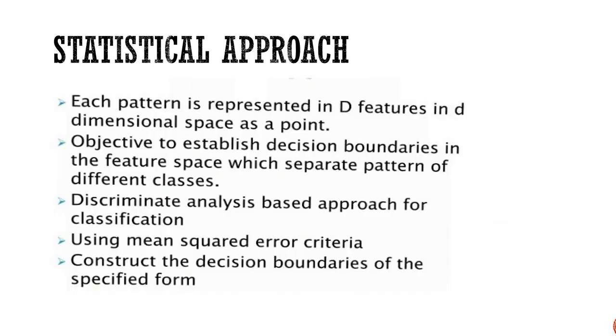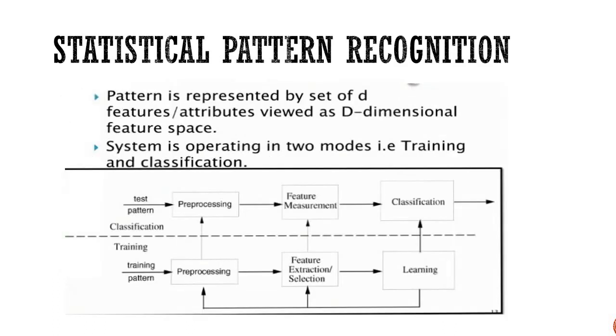Statistical approach. Each pattern is represented by d features, as a point in d-dimensional space. The objective is to establish decision boundaries in the feature space which separate patterns of different classes. Discriminant analysis based approach for classification uses mean square error criteria to construct the decision boundaries in the specified manner. Here d features means a d-dimensional feature space.